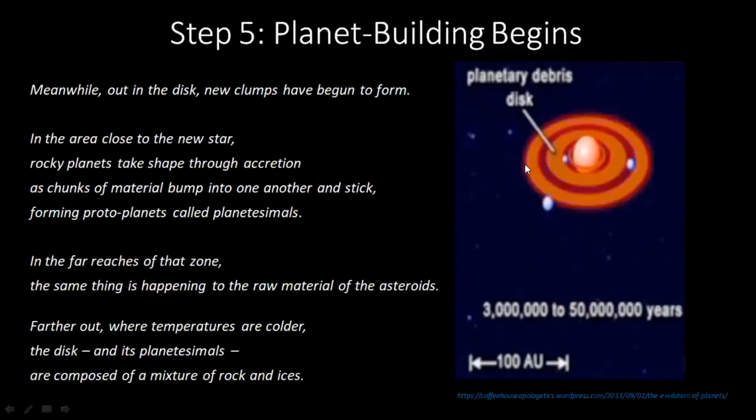Now, meanwhile, out in the disk, more clumps are beginning to form in the material that's still spinning around the very young sun. In the area close to the sun, rocky planets are taking shape through accretion as material bumps into other pieces of material. And as long as they don't hit each other at too high a speed, they tend to stick together.